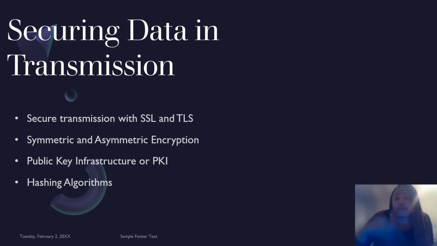Symmetric means that both parties have the same key to decrypt and encrypt the message. In asymmetric encryption, both public and private keys are used. This form of encryption helps users verify the origin and the destination of the data.